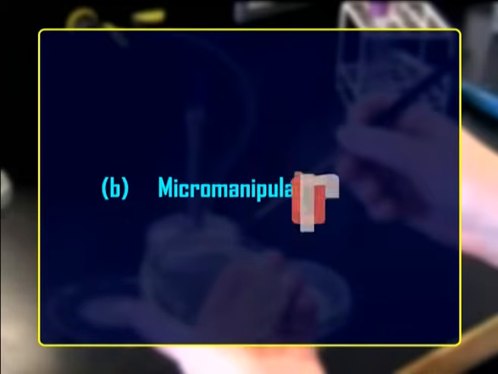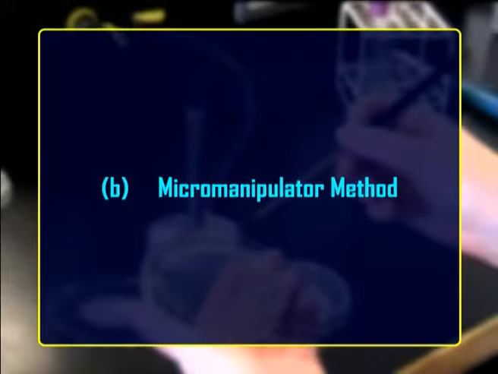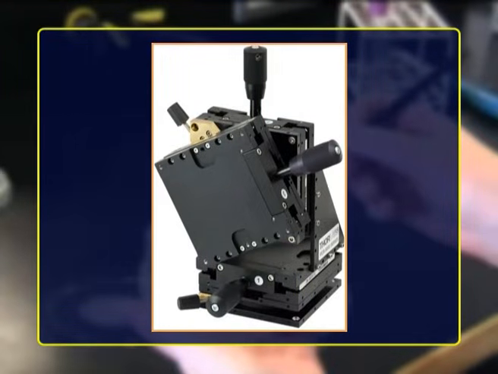The other method is micromanipulator method. Micromanipulators have been built which permit one to pick out a single cell from a mixed culture. This instrument is used in conjunction with a microscope to pick a single cell, particularly a bacterial cell, from a hanging drop preparation. The micromanipulator has micrometer adjustments by means of which its micropipette can be moved right and left, forward and backward, and up and down.